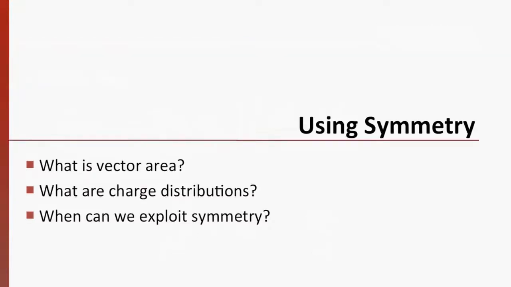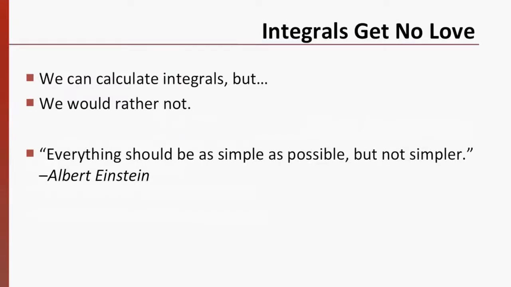To really use symmetry to our best advantage in Gauss's law, we need to understand a few more basic things. We need to be able to use vector areas, to categorize charge distributions, and to determine when and how the two can work together. The underlying reason we want to use symmetry is that integrals are difficult, significantly more difficult than derivatives. There are many situations in which we cannot determine the flux integral. Therefore, we seek to simplify.